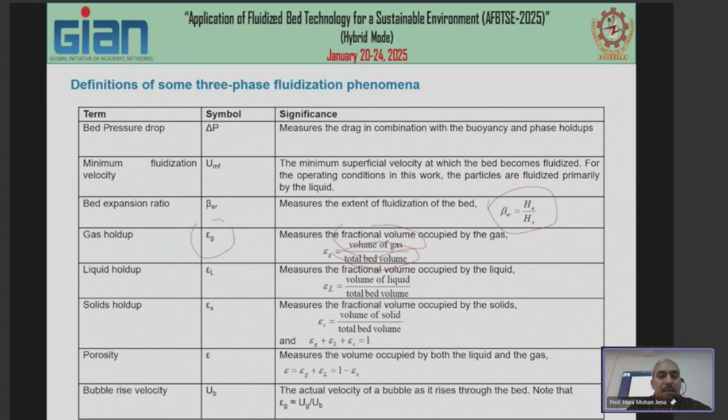Another characteristic is the bubble rise velocity, the actual velocity of the bubble as it rises through the bed. And your gas hold-up depends upon the bubble rise velocity also. If the bubble rise velocity is very high, the residence time of the bubble in the bed will be less and the gas hold-up will be less. And for low bubble rise velocity, gas hold-up will be more.